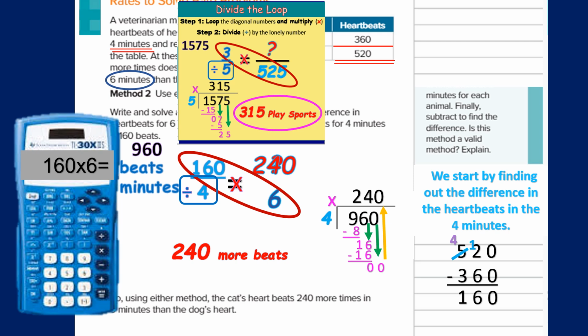So how many more beats was it? 240 more beats. We eliminated several different problems that we'd have to do to get to that same answer. Nothing wrong with doing it the long way. I'm trying to show you an easier systematic way that you can do it.